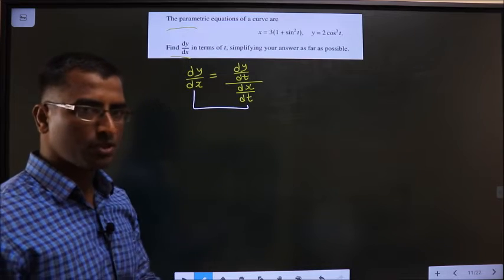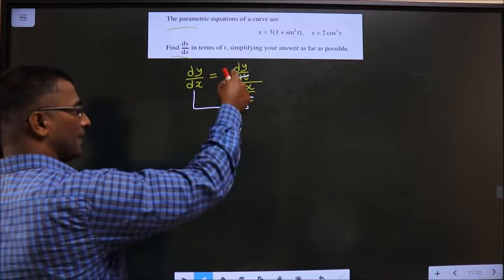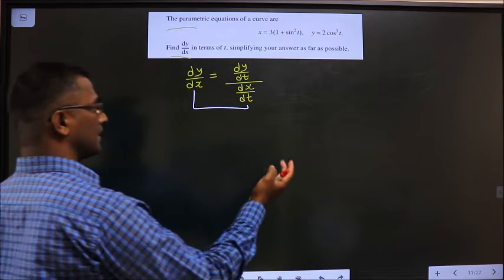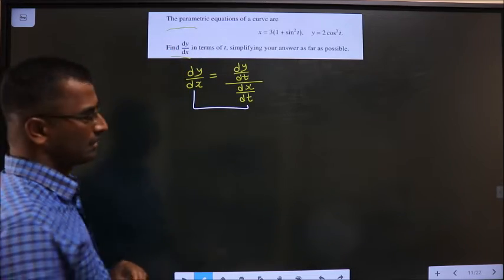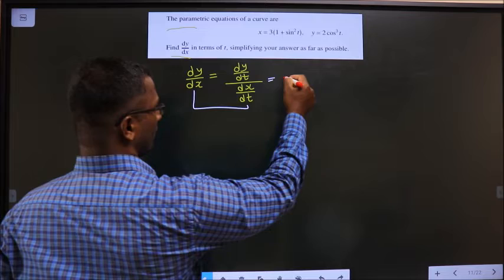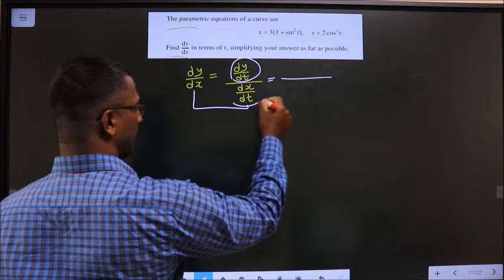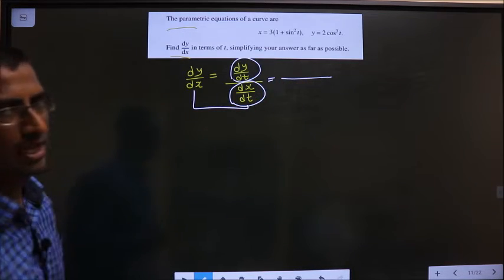And how are they both the same? I can cancel this dt and dt, and still I get dy by dx. Here x and y are in terms of t, so change dy by dx in this way. Now find dy by dt right here, find dx by dt right here, and simplify. That will be your answer.